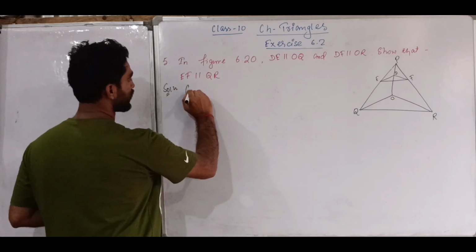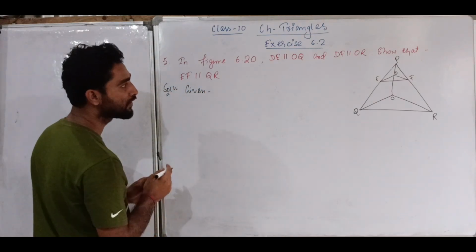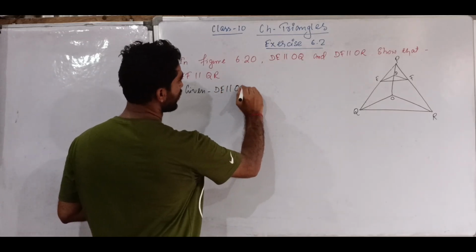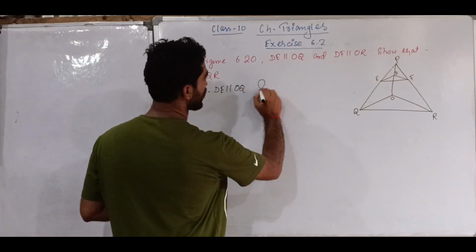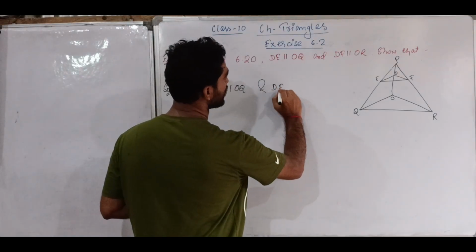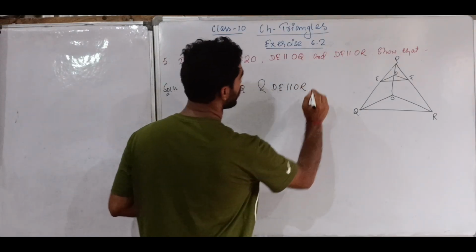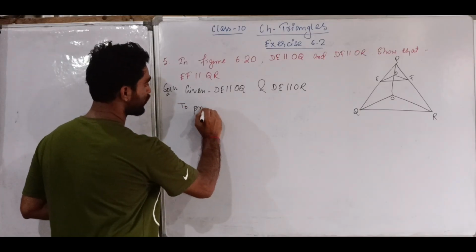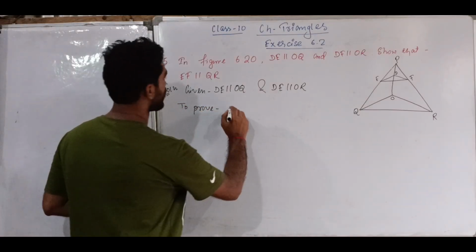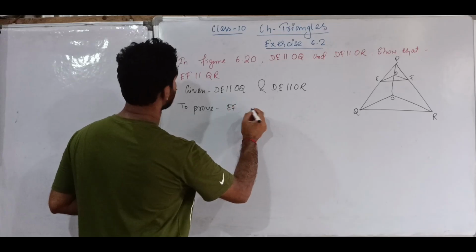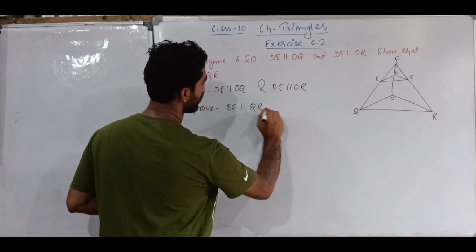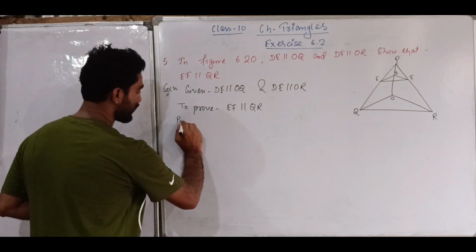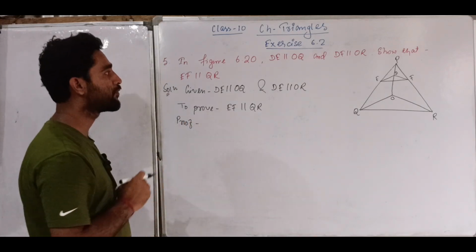So, solution. First, what is given in the question? The first information given is DE parallel to OQ. And what else is given? DF parallel to OR. Next, to prove: we have to prove EF parallel to QR. So given, to prove. Next, the proof. See how you can prove this one.